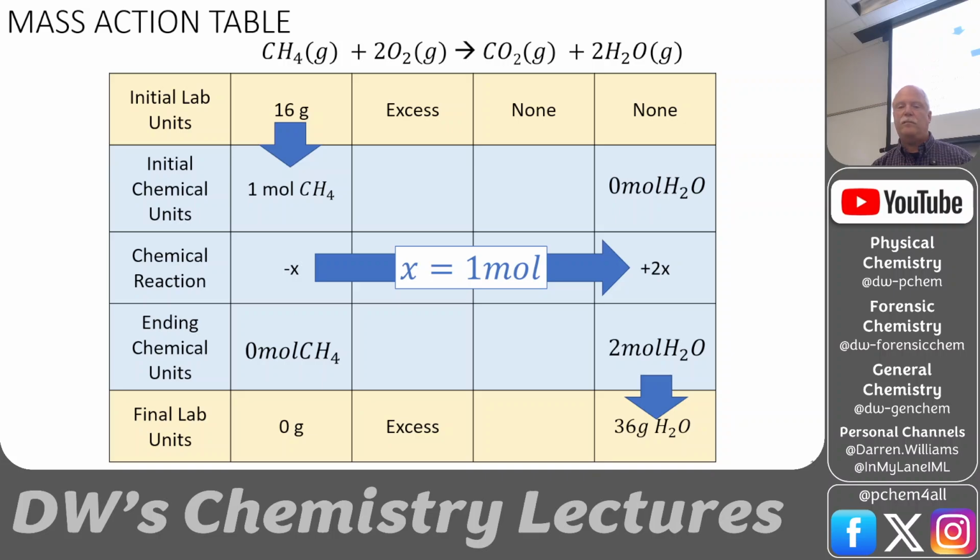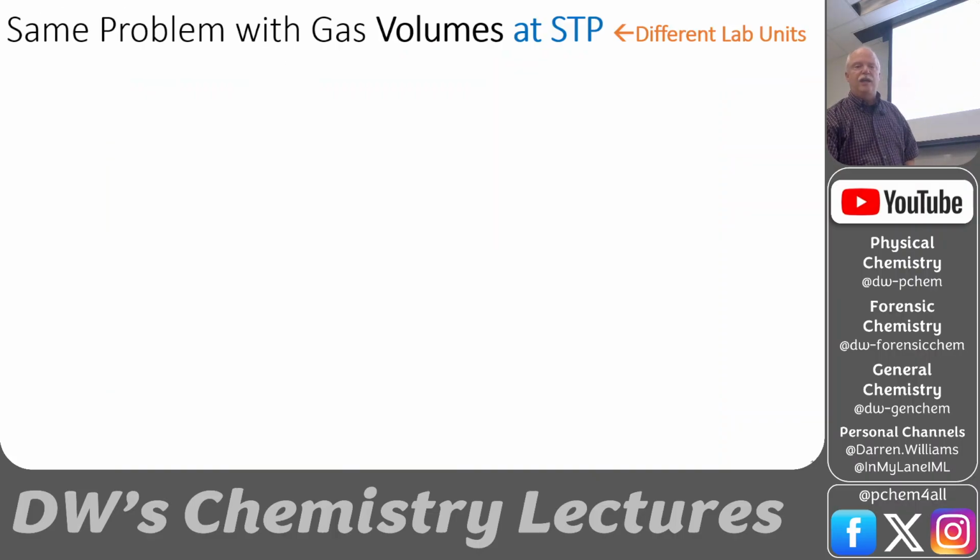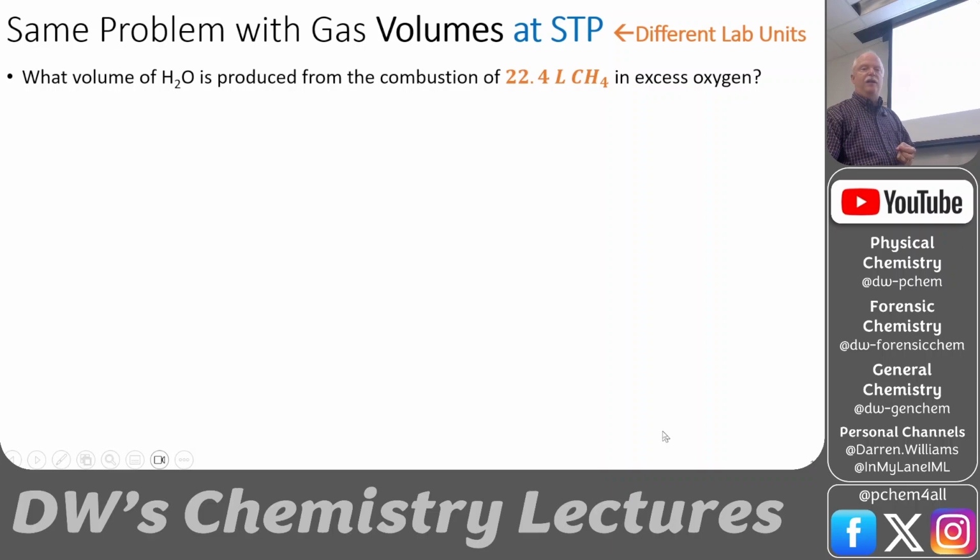Okay. Now grams is easy. We've already done that. This is kind of a review from Chem 1, stoichiometry. You got the mass and you did the mole ratio and all of that. But in this chapter, chapter 10, we're introducing new lab units. So now you're dealing with volumes, or you're dealing with pressures. So I'm going to show you the same problem a third time, but with pressures and volumes. Okay, so this is what it looks like if you have a gas. So we've got gas volumes at STP, and we've got different lab units.